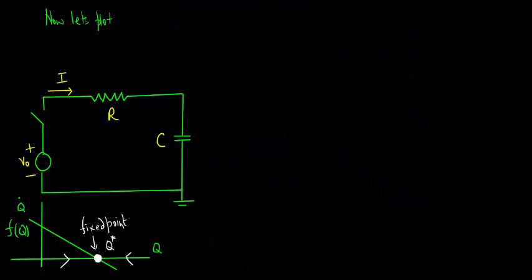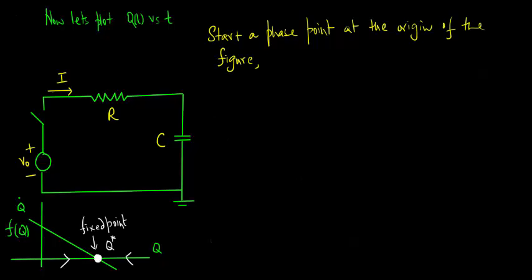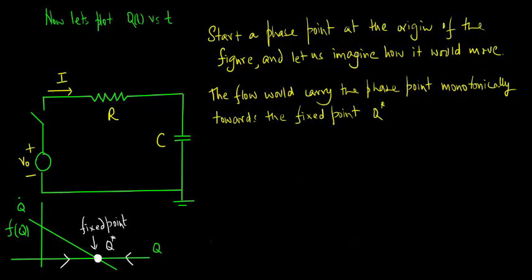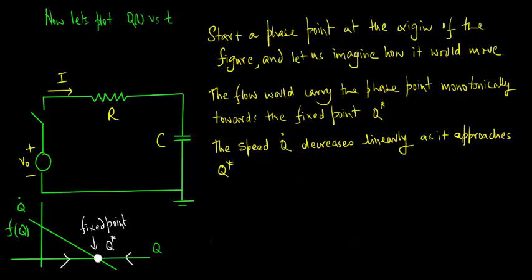Now let's plot Q sub t versus t. Start a phase point at the origin of the figure, and let us imagine how it would move. The flow would carry the phase point monotonically towards the fixed point Q star. The speed Q dot decreases linearly as it approaches Q star. So Q sub t is increasing and concave down.